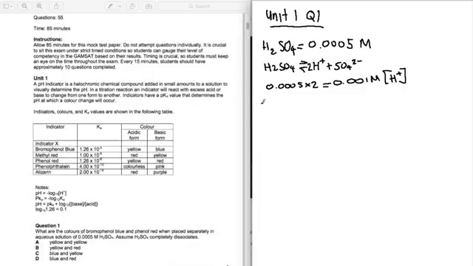Okay, so now let's find the pH. So we know that pH equals minus log 10 hydrogen ion concentration. So we want to put this into a more simple form that can be used when manipulating logs. So this is the same as 10 to the power of minus 3. So this can be 10 to the minus 3.